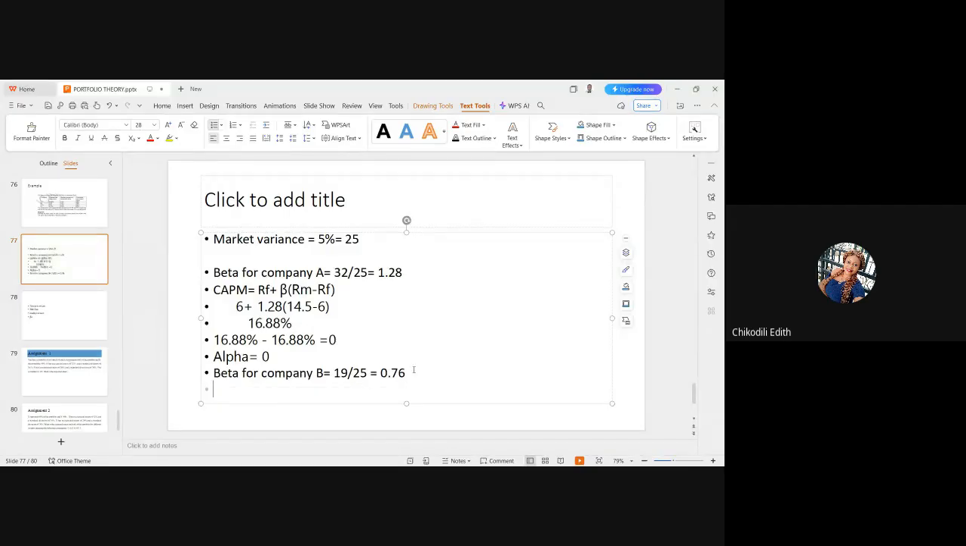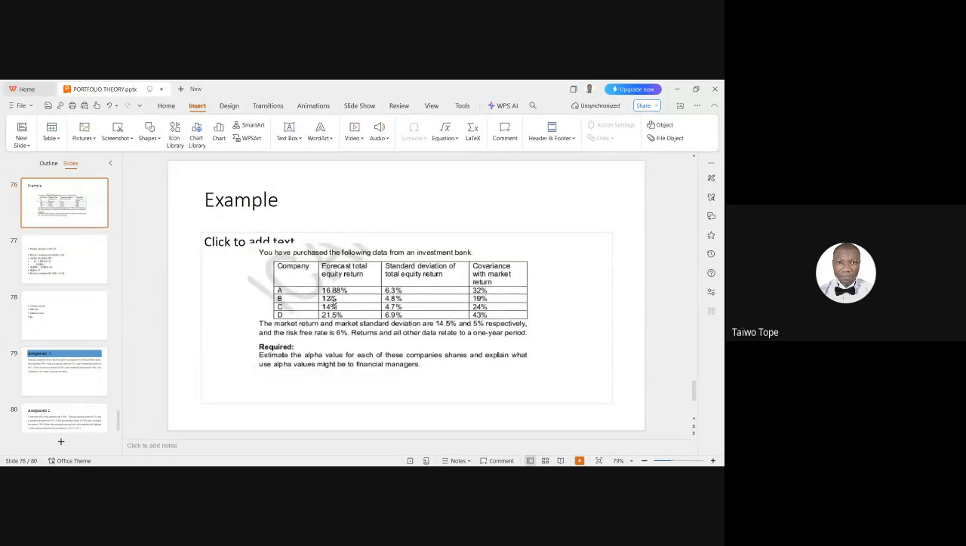12.46. The computed CAPM will be what? 12.46. Okay, very good, 12.46. So if your computed CAPM is 12.46, compare it with the given, forecasted one here, which is 12. What will be your alpha? 12 minus 12.46 will give us what? What will be your alpha?